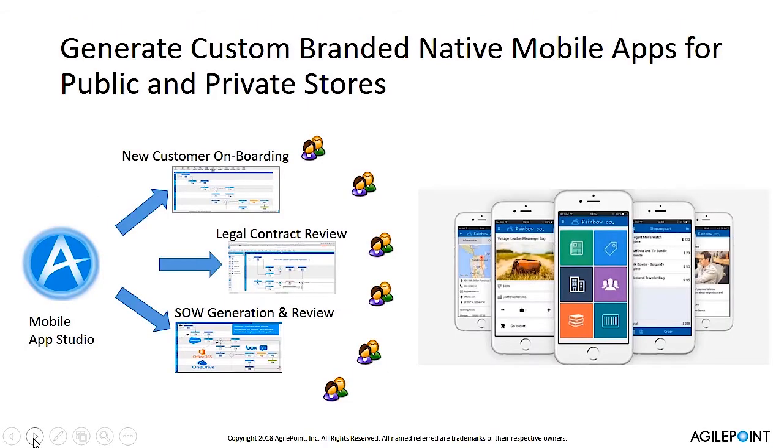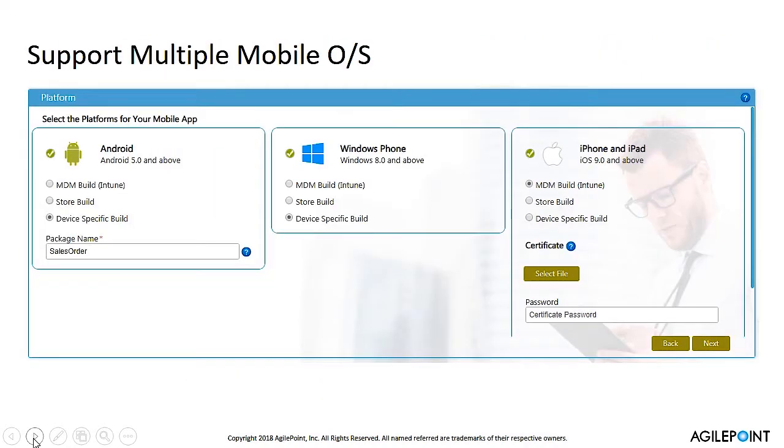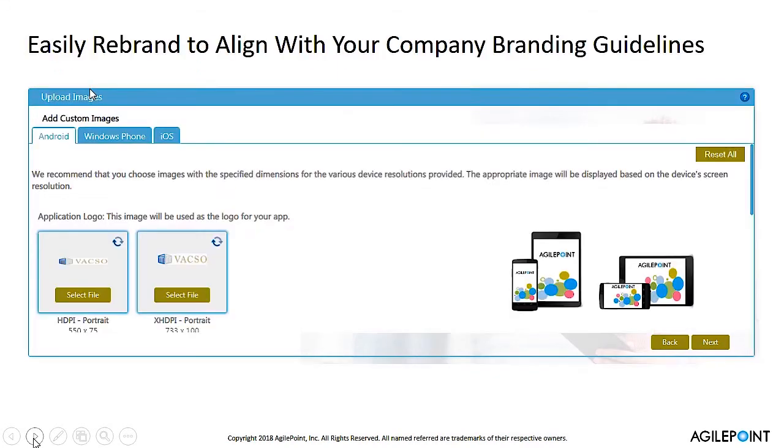Okay, moving over to the mobile app accelerator, where essentially we can create custom branded native mobile applications for any platform using clicks instead of code. The mobile app accelerator supports any major mobile platform, Android, Windows Phone, as well as iOS, and provides you with the ability to easily fall in line with your company's branding guidelines by adding images, styling, and even mobile CSS.